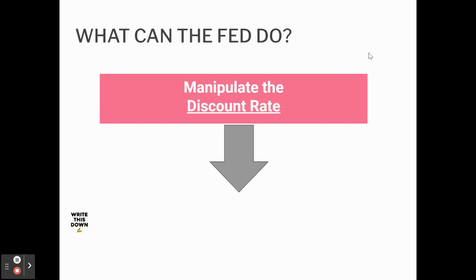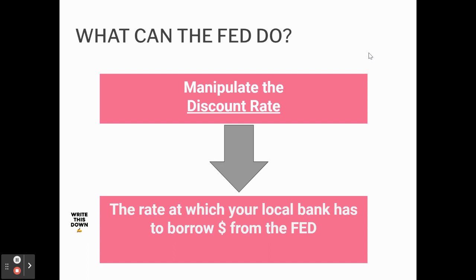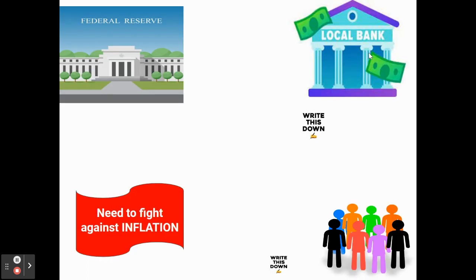This last tool that we're going to look at that the Fed has basically to deal with problems in the economy is manipulating what's called the discount rate. The discount rate is the rate at which your local bank borrows money from the Fed. So you borrow money from TD or Wells Fargo, and they're borrowing money essentially from the Fed. So the rate at which your bank is borrowing money from the Fed is going to determine what interest rate they're charging you. So the discount rate is the rate at which your local bank borrows from the Fed. The interest rate is then the rate at which you borrow money from your local bank, right?